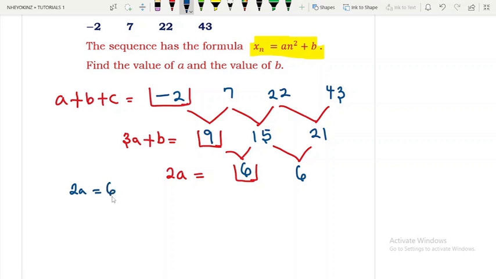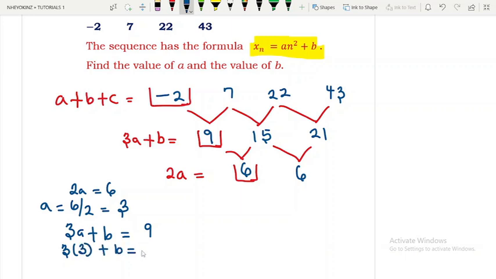From what we have here, 2a is equal to 6, so that a equals what? 6 divided by 2, which is 3. Now for the second one, we have 3a plus b equals 9, knowing fully well that the value of a is 3. So substitute a equals 3 into this. So 3 multiplied by 3 plus b equals 9. So 3 times 3 is 9. 9 plus b equals 9.